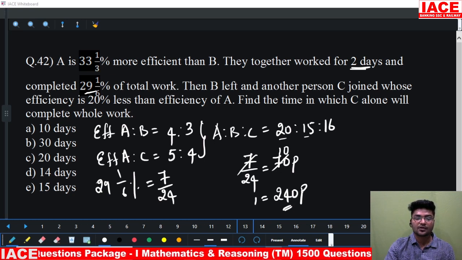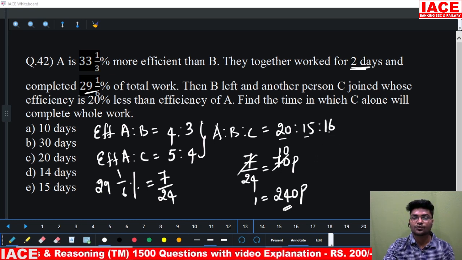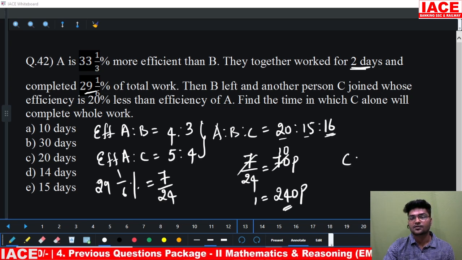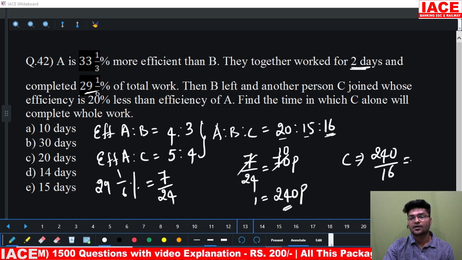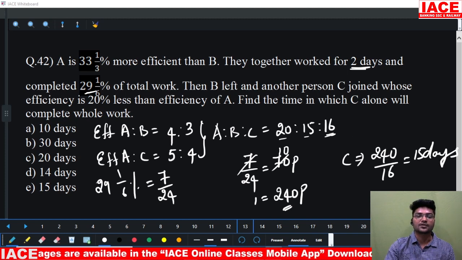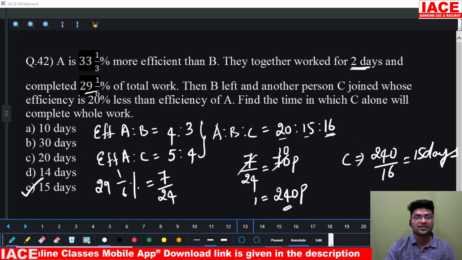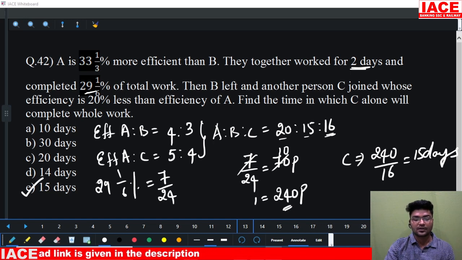In how many days C alone will complete the work means C is doing 16 parts in one day, so 240 parts in how many days? C will take how many days? 240 by 16. This is how many days? 15 days. C will take 15 days. 15 days means option E is the correct answer.